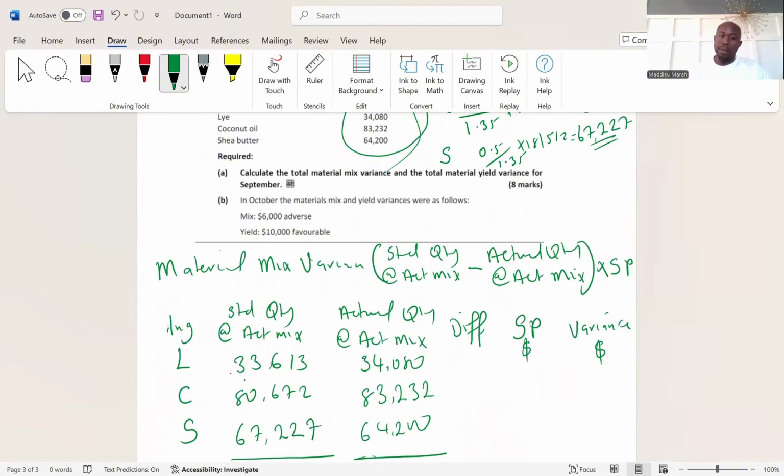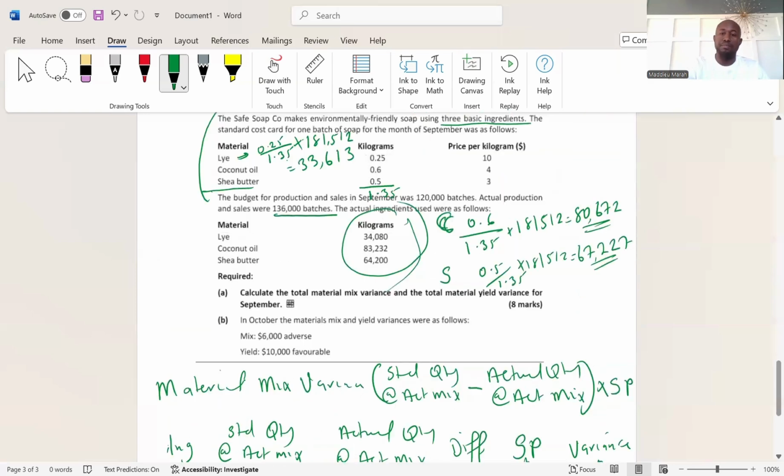The difference now is standard quantity at actual mix, actual quantity at actual mix. The difference between them is 33613 minus 34080. This will give me 467. This is an adverse variance because our actual is greater than our standard, right? Adverse variance. More of expensive material was bought and less of cheap material was bought. So the difference is adverse variance.